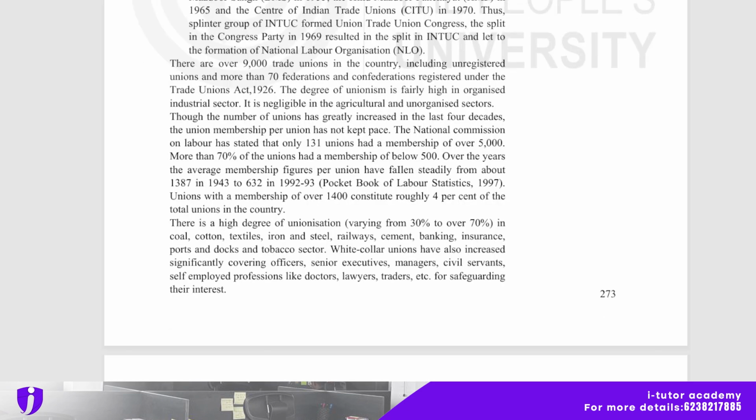There is a high degree of unionization, varying from 30% to over 70%, in the coal, cotton, textile, iron and steel, railway, cement, banking, insurance, ports and docks, and tobacco sectors. White collar unions have also increased significantly, covering officers, senior executives, managers, civil servants, and self-employed professionals like doctors, lawyers, traders, etc., for safeguarding their interests.